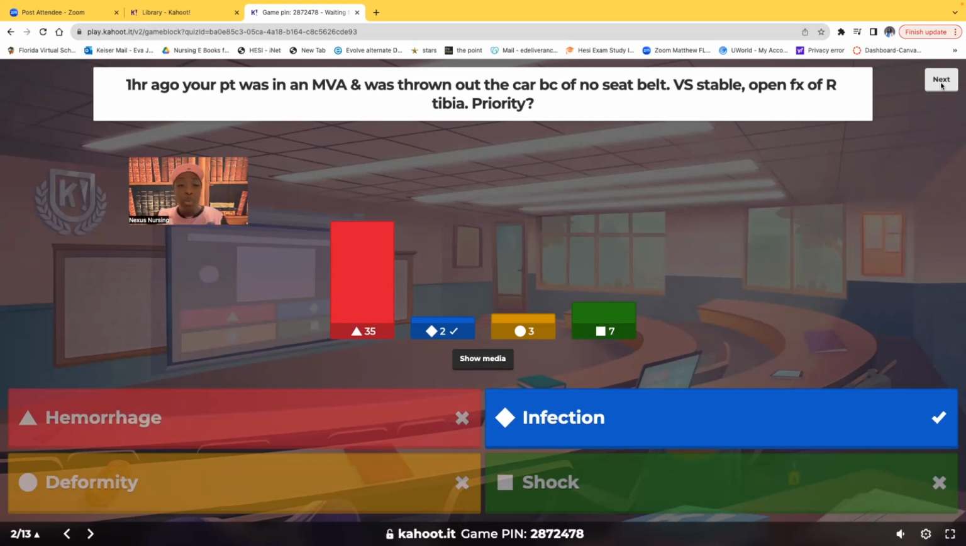But the fact that you saw open fracture, right? You should have been thinking infection, especially since we got hemorrhage ruled out of the way because vital signs are stable.